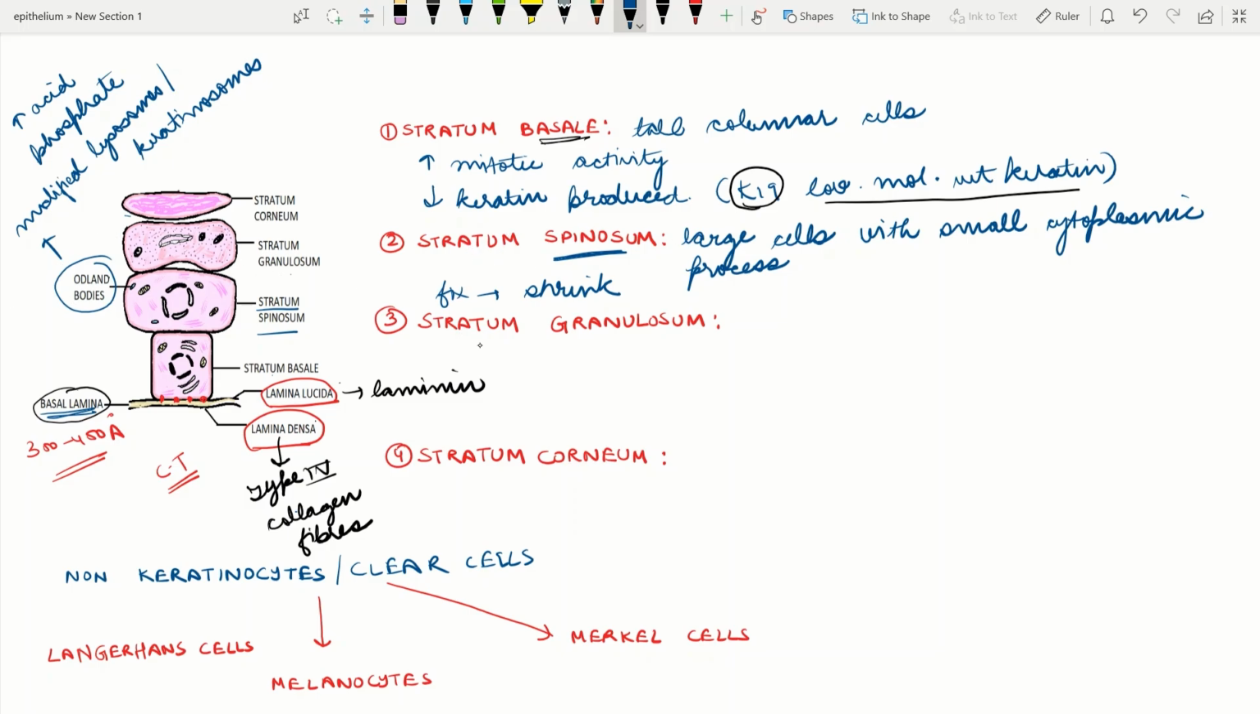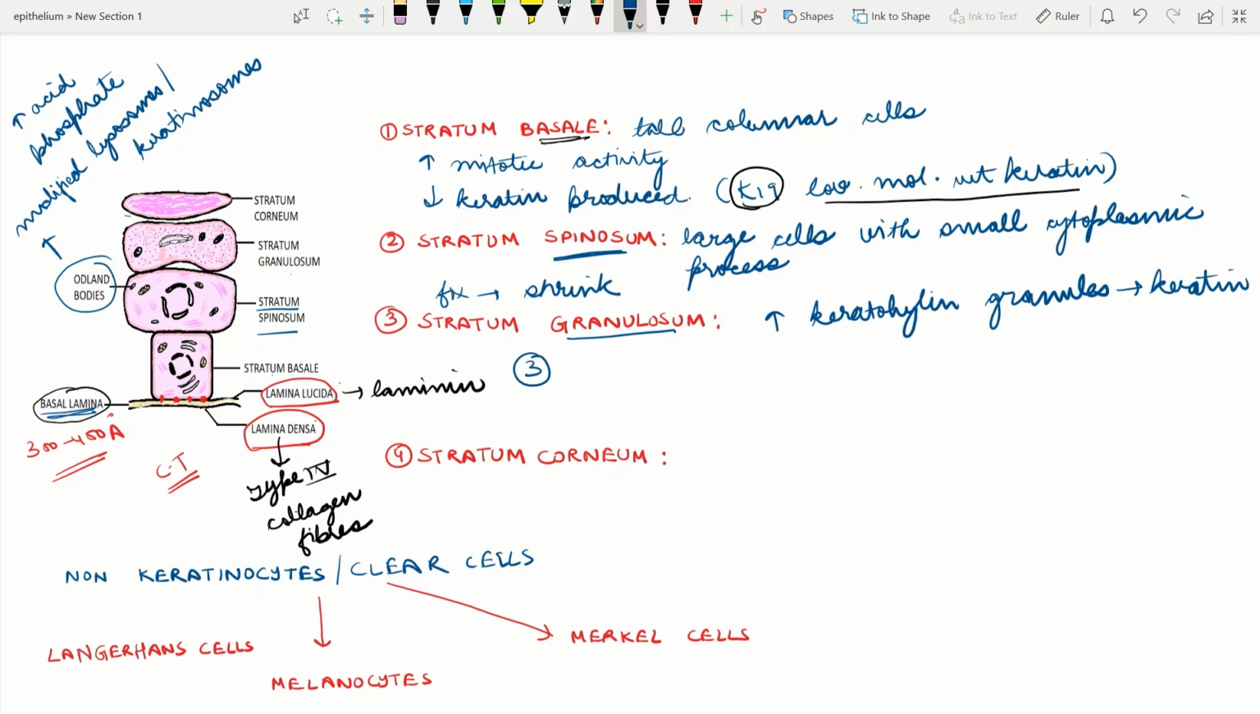Now the third layer that we are going to discuss is stratum granulosum. As the name suggests, there will be an increased amount of keratohyalin granules that you will see here. In this diagram, the blue dots are the keratohyalin granules which are produced here. What is the function of these granules? They produce keratin.